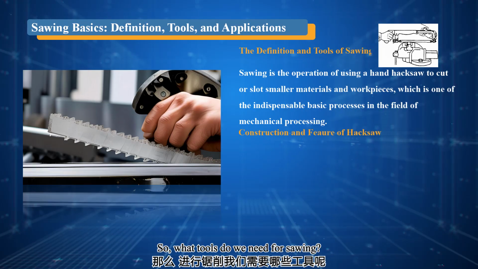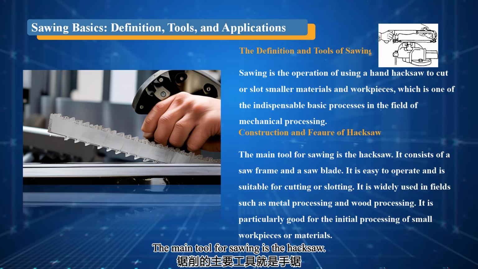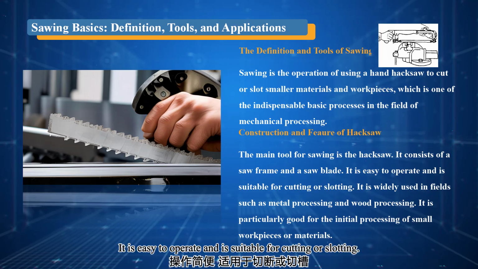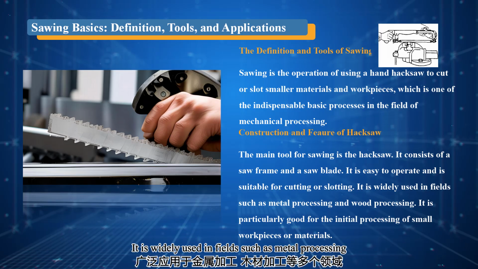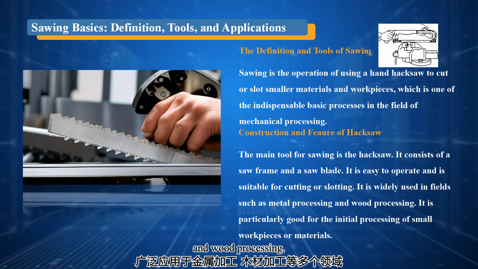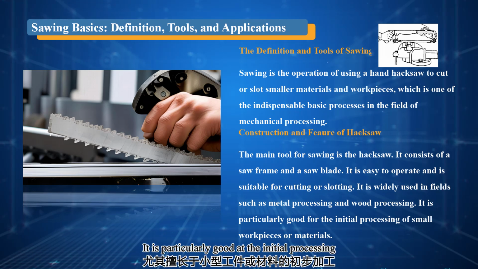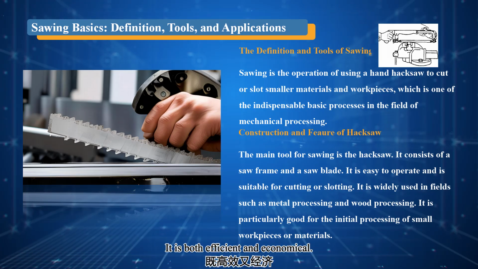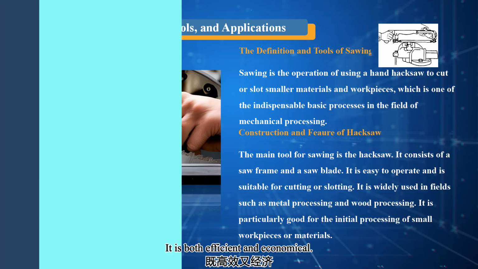So, what tools do we need for sawing? The main tool for sawing is the hacksaw. It consists of a saw frame and a saw blade. It is easy to operate and is suitable for cutting or slotting. It is widely used in fields such as metal processing and wood processing. It is particularly good at the initial processing of small workpieces or materials. It is both efficient and economical.